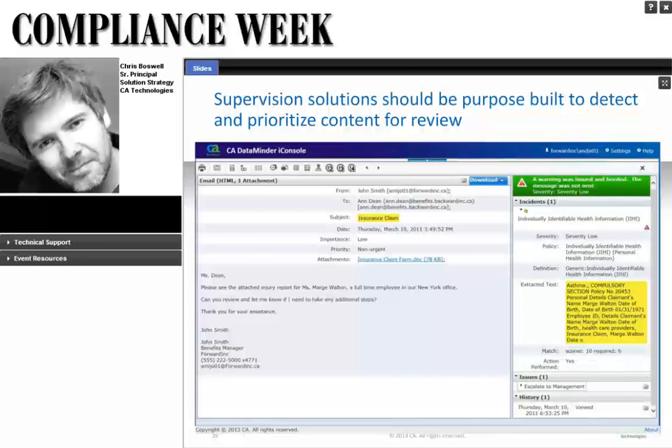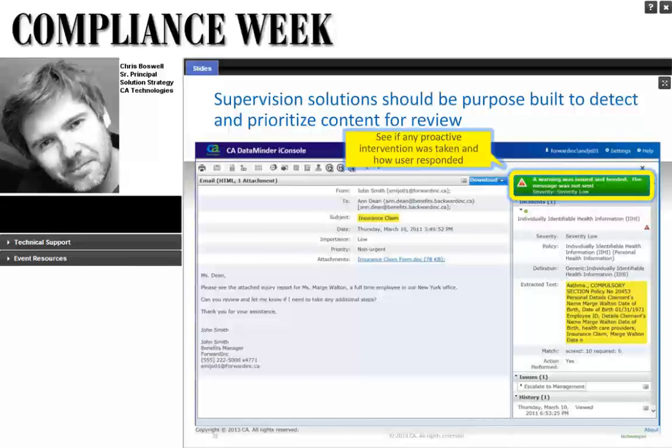Supervision solutions should be purpose-built for this process. So, for example, this is a screenshot. If you have the ability to control what users are doing, you might want to see if people are heeding your warnings or disregarding your warnings. I mentioned that earlier. So if you're looking at an email, you want to see if this was something that could cause risk to our organization, something bad. I want to see that we applied an intervention. I want to see what the user did and how they responded to it.